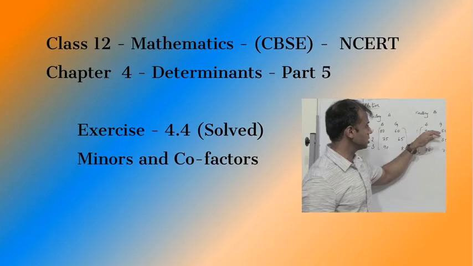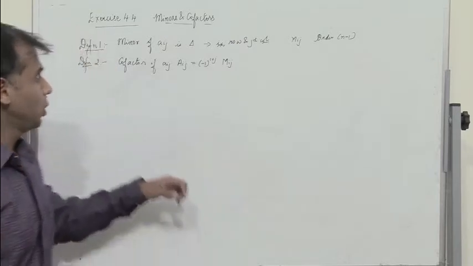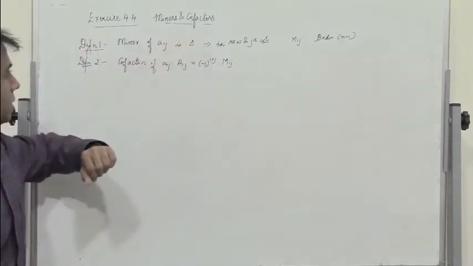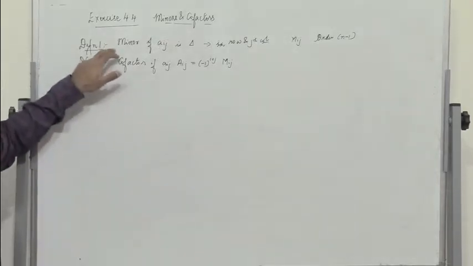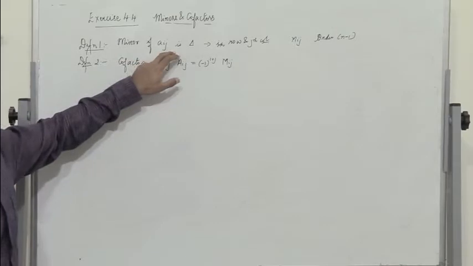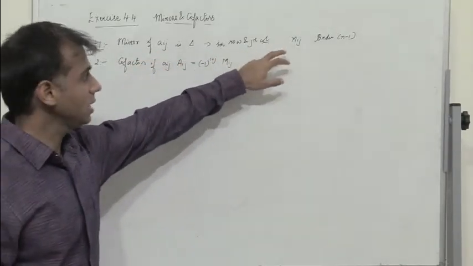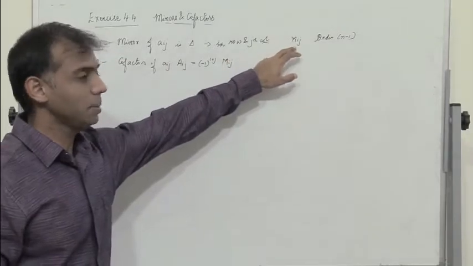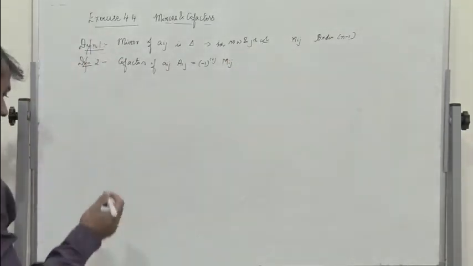In this video lecture, we will go through all the problems of exercise 4.4, where we deal with minors and cofactors. So let us see what a minor is. Minor of an element aij is the determinant which is obtained by deleting the ith row and the jth column and is defined by mij.